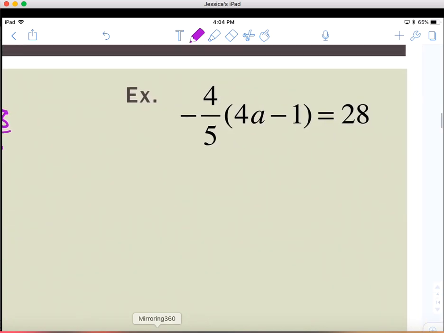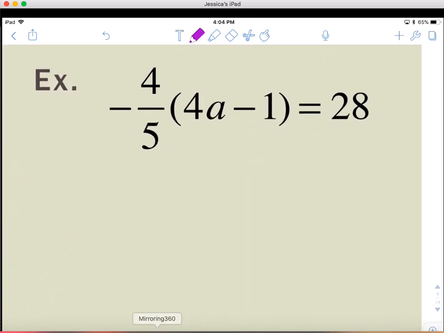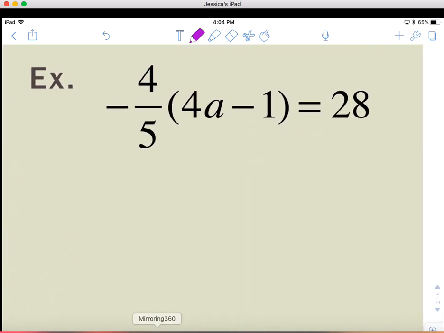Our next example is very similar, except now our fraction is negative. So what you're going to do if you're using the reciprocal method is you're still going to multiply by the reciprocal. In this case, it's 5/4. But I'm going to actually take the negative with it to get rid of it. So I'm multiplying both sides by negative 5/4. The 5's cancel, the 4's cancel, and the negative sign cancels.